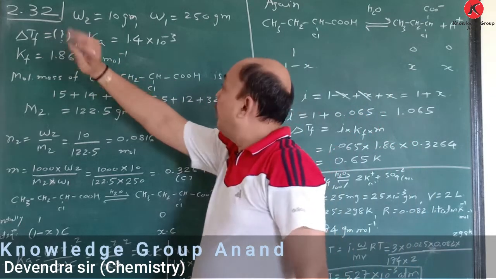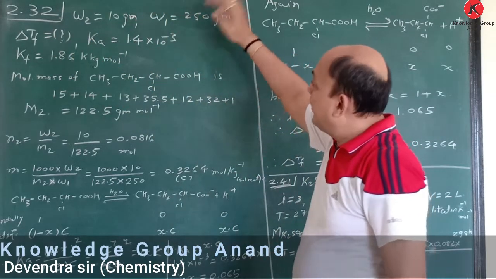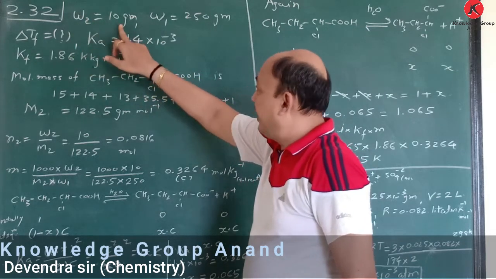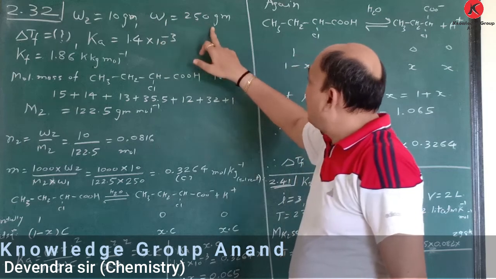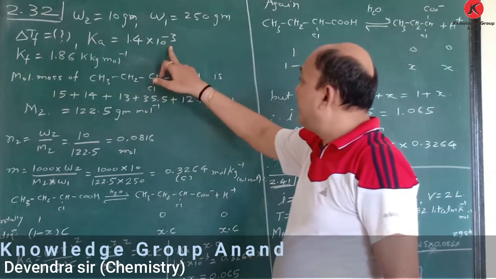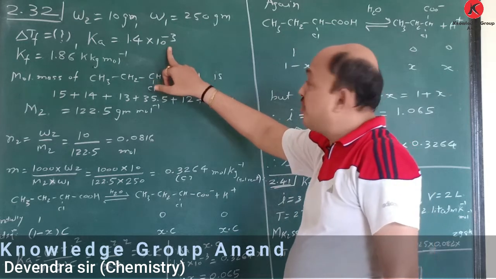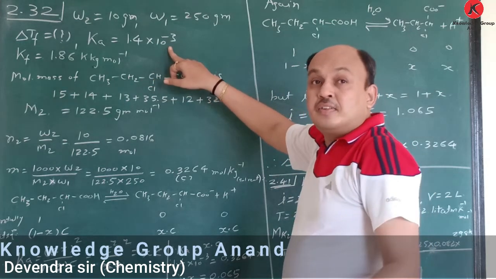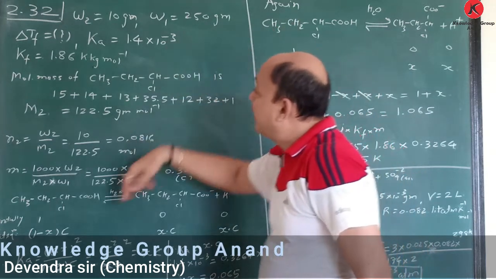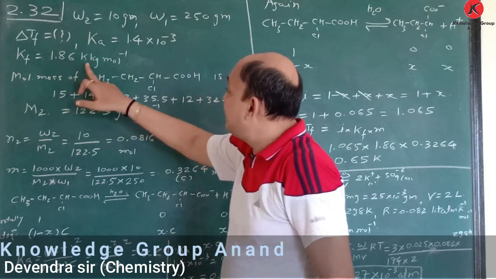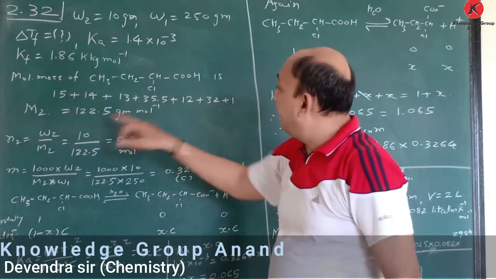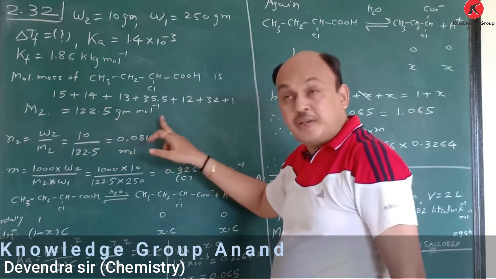Example number 2.32. Here, whatever the sentence is, just read it from your textbook. W2 is equal to 10 gram. W1 is equal to 250 gram. Delta Tf is the question. Ka is equal to 1.4 into 10 raised to minus 3. This is known as the dissociation constant of a weak acid. This weak acid is 2-chlorobutanoic acid. Remember this. Kf is equal to 1.86 Kelvin kilogram per mole. The molecular mass, if you calculate, is 122.5 grams per mole.